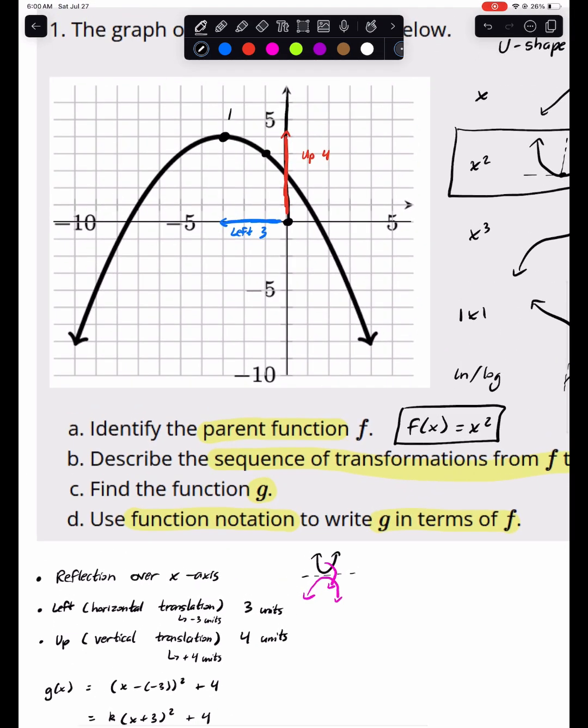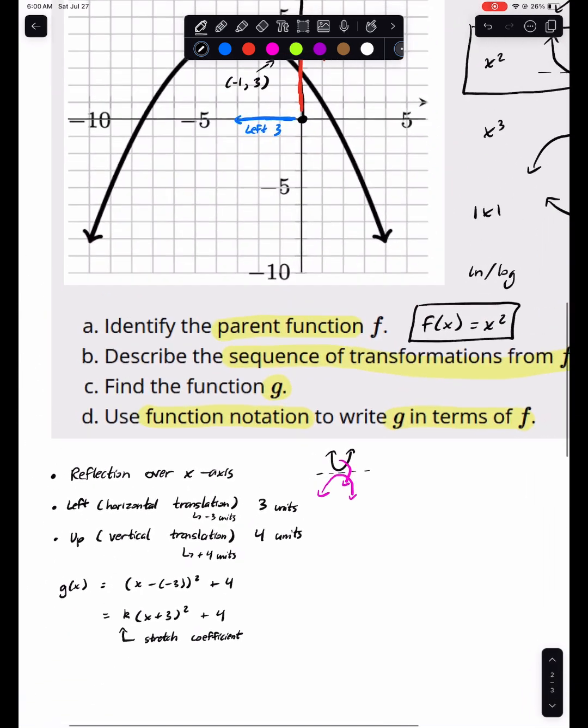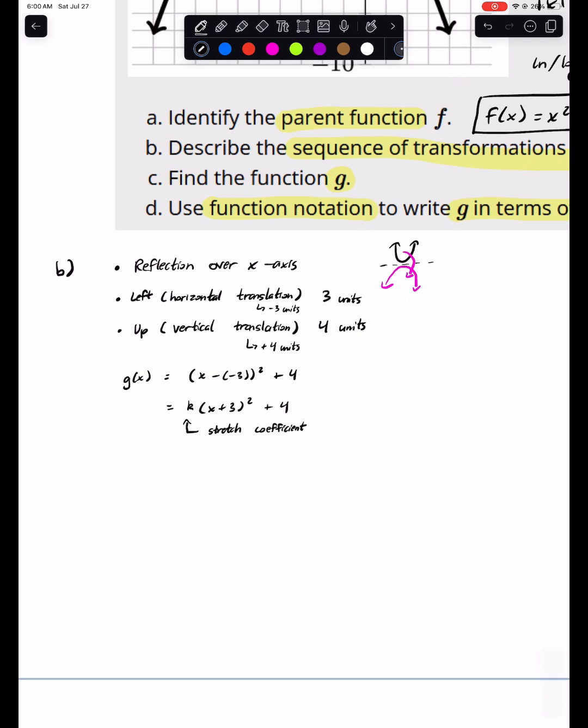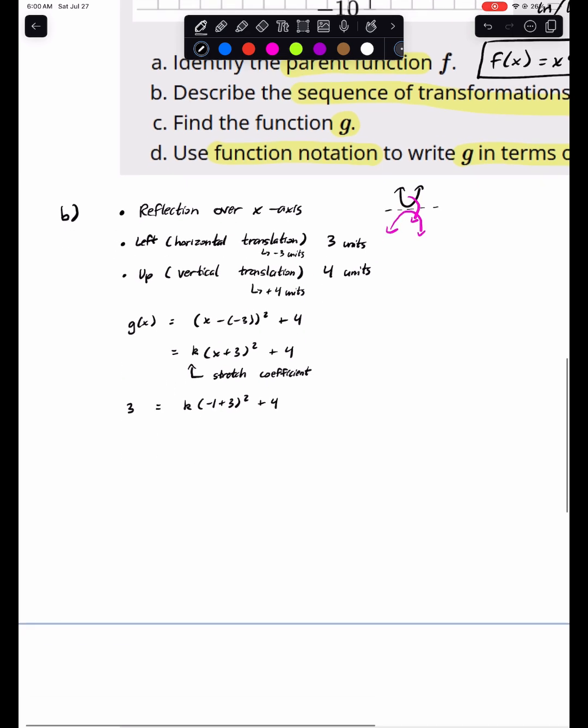You plug in the peak here, it doesn't really help, because that stays still no matter what. So you want to choose a point that's not the min or max, like this one. This one is at (-1, 3). So we'll do 3 equals k times (-1 plus 3) squared plus 4. So I'm just dealing with this 4, okay? Equals k times 2 squared.